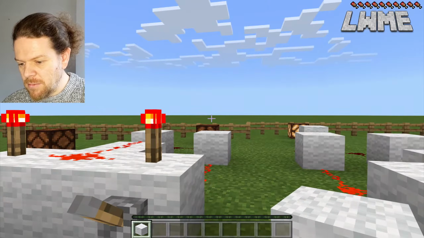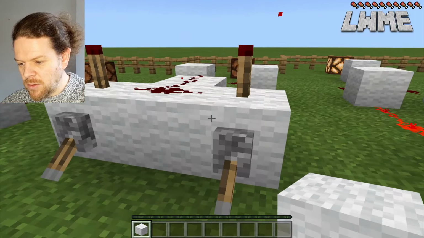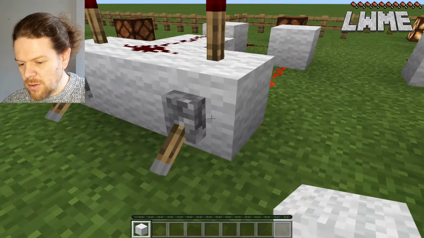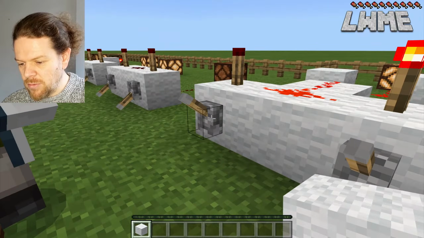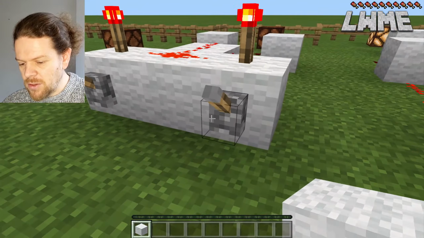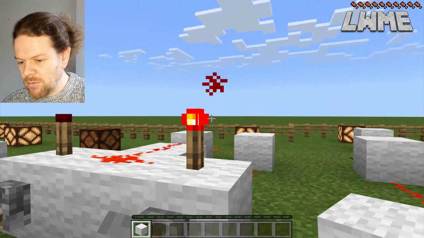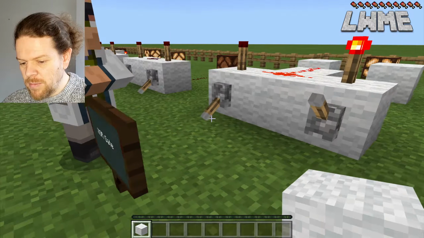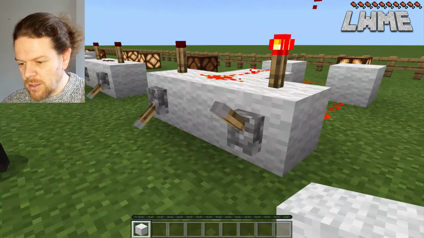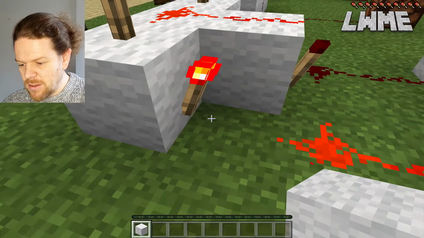But if they're the same, it goes off. So even if I turn them both on, the lamp still goes off. And if they're both off, the lamp is off. So if both of the levers are different in any order, one on, the other one off, the lamp will light up. That is called an XOR gate, and it's constructed like this.